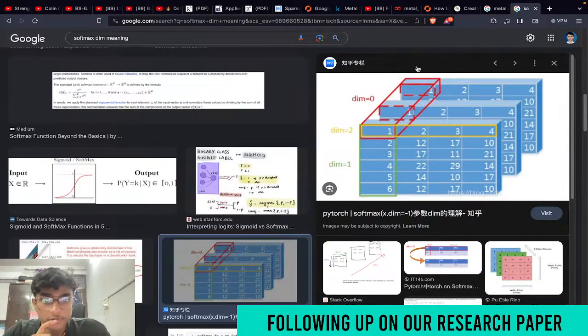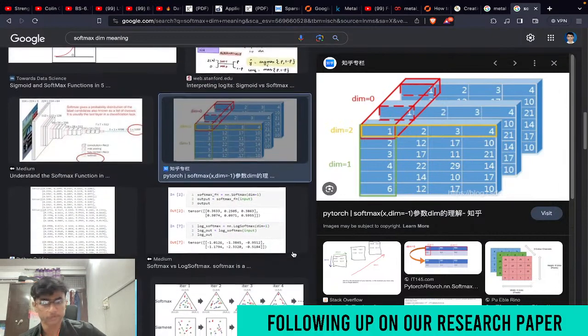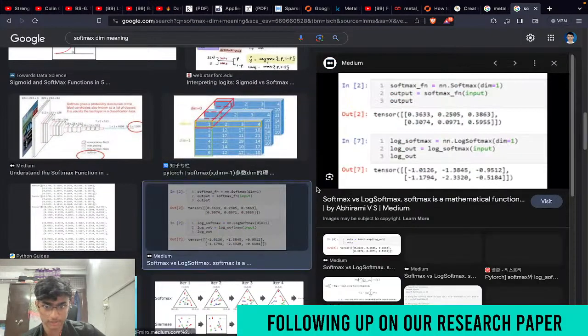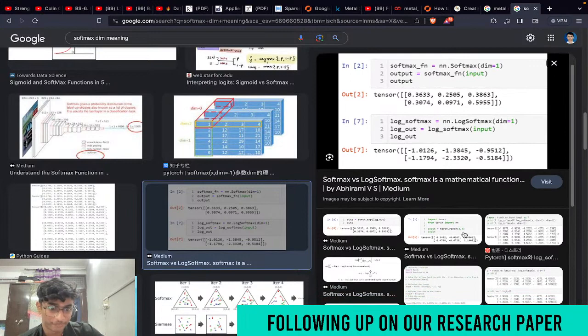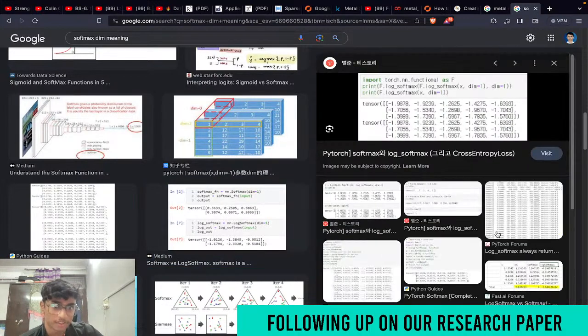So see, this is dim 0, this is dim 1, this is dim 2. As you know, 0 is our batch size, and 1 is this. We are telling it to keep doing the softmax in these layers for the classes. Okay. It would make more sense. You would easily be able to see it. Let's see if this can explain it. So softmax function is equal to nn.Softmax with dim 1. Output is equal to softmax function of input. They have not shown us the input. That doesn't help. Let me see if I can explain it to you somehow.